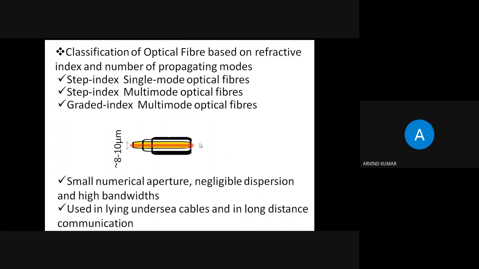For this type of fiber, to send the signal we require a monochromatic source like a laser light source. This is the fiber that we call a step index single mode optical fiber. Single means only one mode exists within the fiber, only one path along which the signal propagates. So this is regarding the step index single mode fiber.